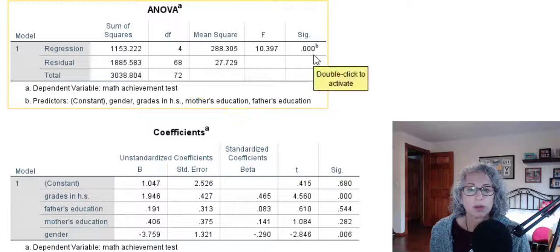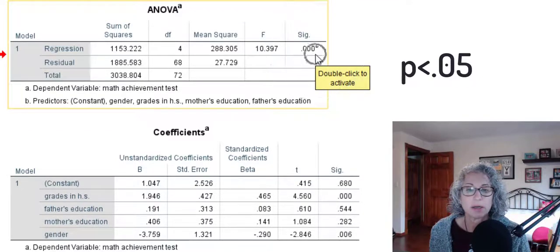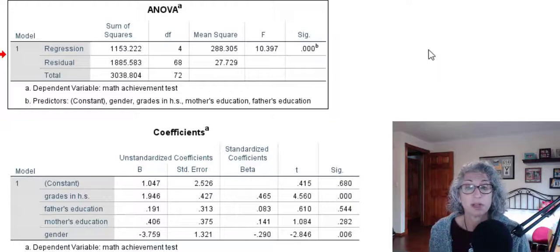So the first thing we're going to look at is the ANOVA table, and this is the test for significance. And you can see here that the significance, or the p-value, is less than 0.05, and SPSS has rounded it down to 0.000, which means it's very significant. Well, what is very significant? The model that we've put together, so the collection of variables that we decided all seem to make sense theoretically to contribute to this math achievement.